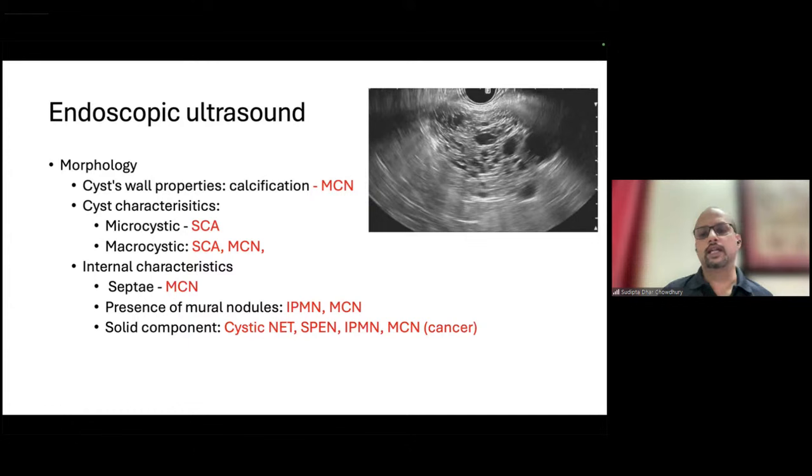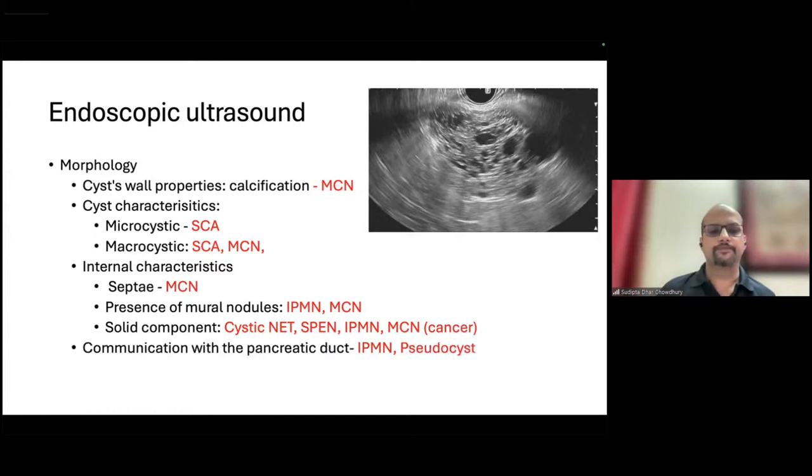The presence of mural nodules points to either IPMN or MCN. If you see a solid component, then more likely you're dealing with a cystic neuroendocrine tumor, SPEN, or a malignant variant of IPMN and MCN. If you look for communication with the pancreatic duct, only two of them communicate, that is IPMN and serous. And if you look at associated cystic masses, you can consider a cystic neuroendocrine tumor, and very rarely pancreatic ductal adenocarcinoma also necroses and gives a cystic appearance.